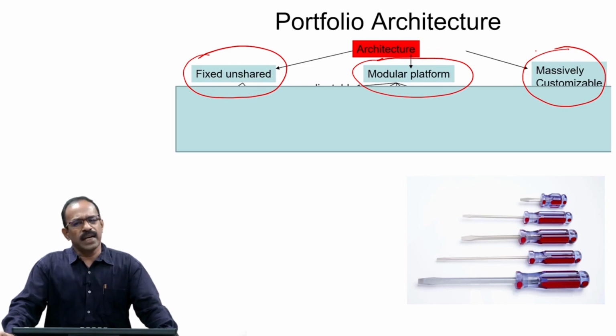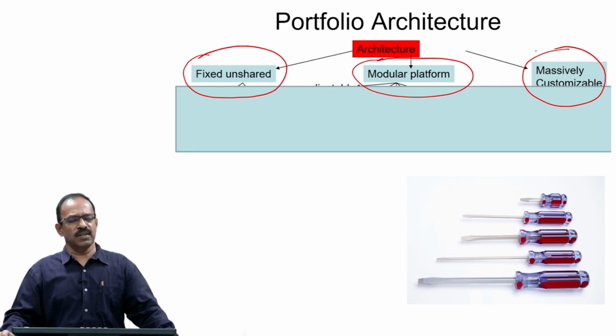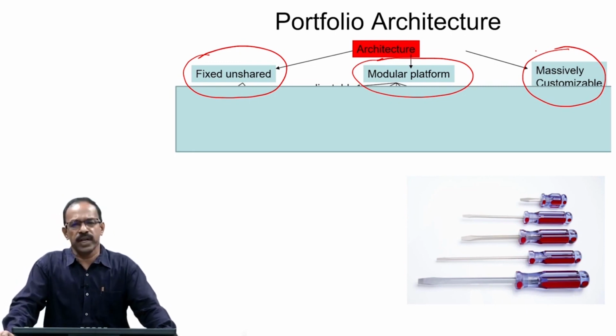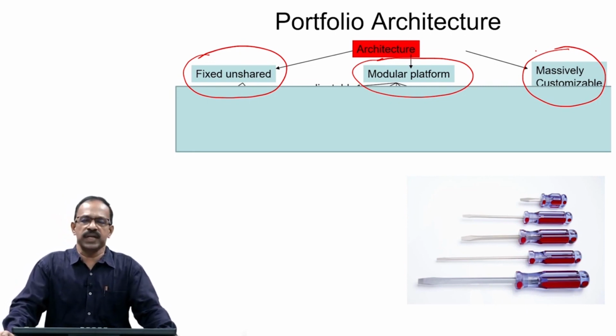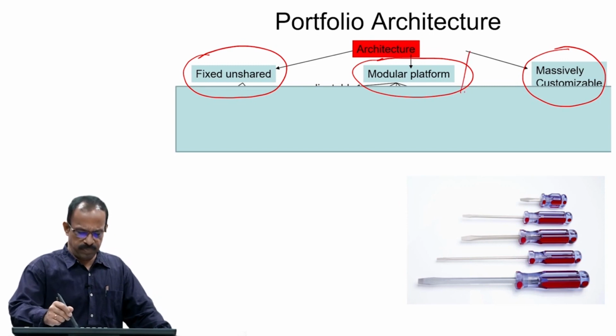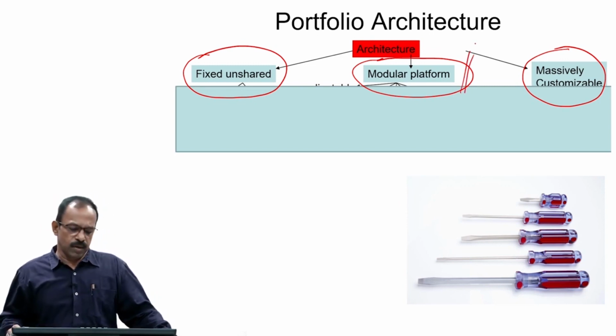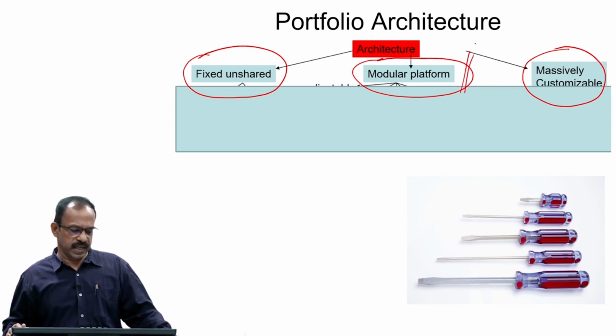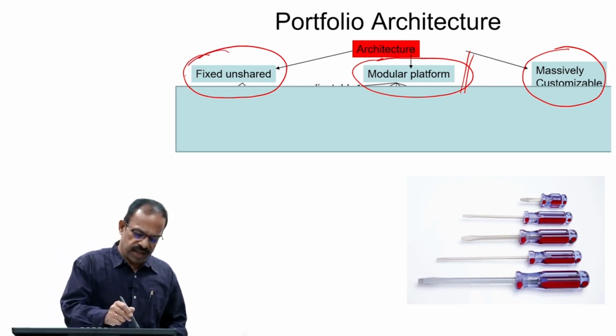And many times this will be used, but some of them will be preferred over the other, considering the particular product and its specific characteristics, but most of them will be always following a particular architecture called modular platform. But let us just look at the first category, which is the fixed unshared architecture.